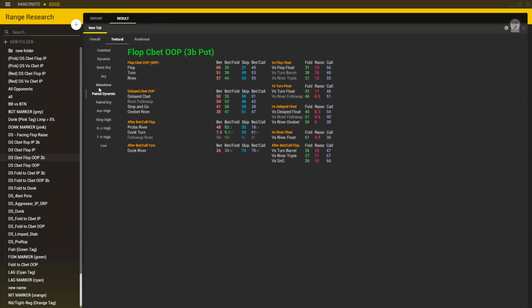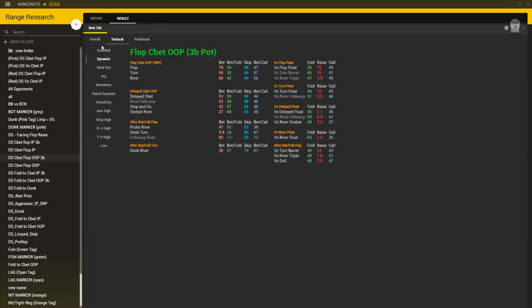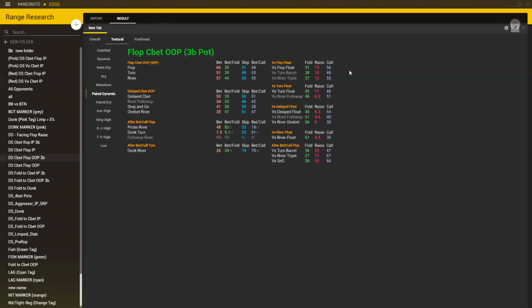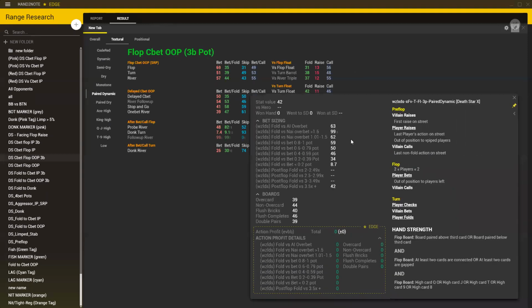Okay, so paired dynamic seems especially bad, right? In fact, I think paired dynamic is the lowest out of everything at 42%. So that's something like a 10-10-9. And that's kind of approaching the threshold where it's barely worth float betting the turn, right? But let's just go back to that. Paired dynamic, 42%. Let's break that down by sizing.